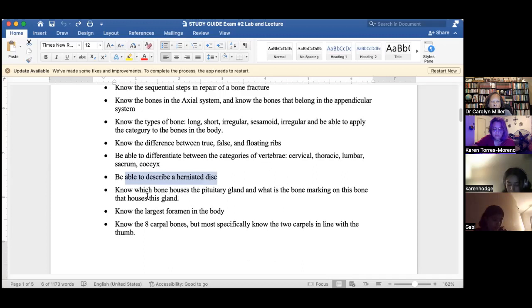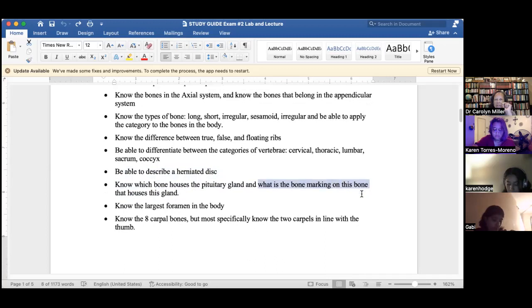Know which bone houses the pituitary gland. We learned that yesterday. It is the sphenoid bone. And so some of the questions are 2-part. Know the bone. The bone that houses the pituitary is the sphenoid bone. What is the bone marking on this bone? And it is the sella turcica.